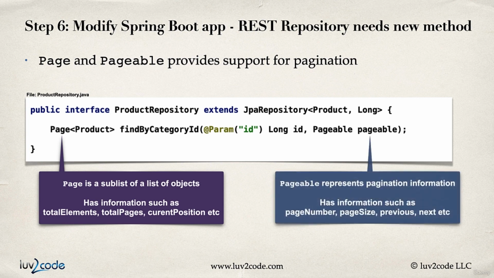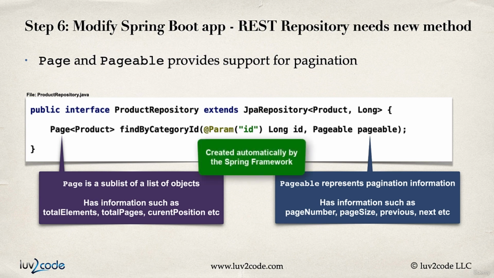And then also we have this Pageable. Pageable represents pagination information. It has information such as which page number to go to, the page size, the previous reference, the next reference, and so on. And these objects are created automatically for you behind the scenes by the Spring framework.